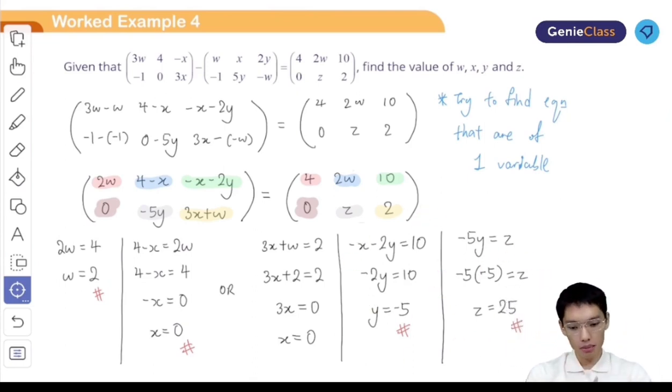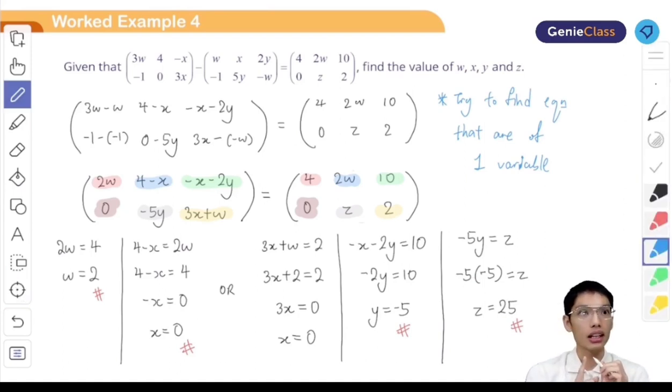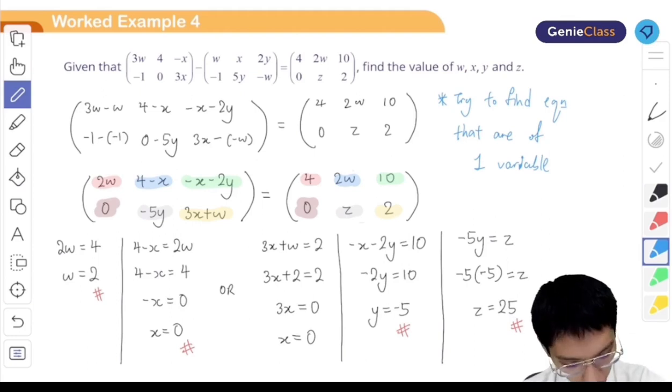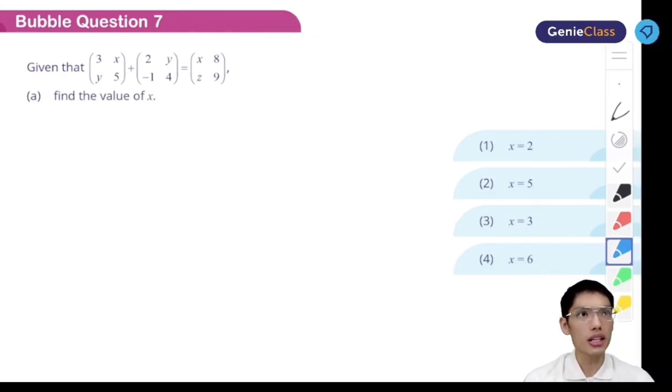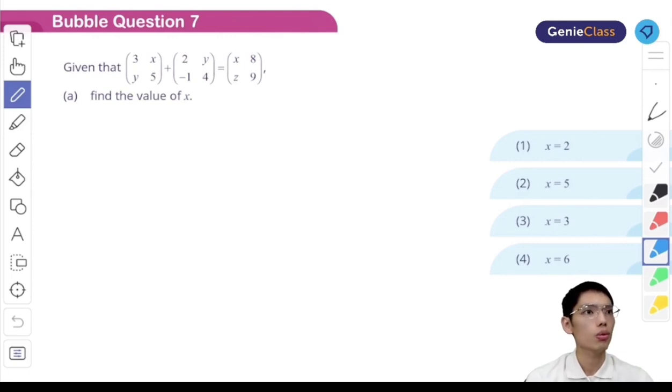All right, I hope I'm not blocking anything. And I hope you guys understand clearly based on this tedious work example here. Okay, because if you understand this, again, let's bring it up a notch. Bubble question number 7. How do I find the value of x given this? 1 minute, launching the bubble launcher in 3, 2, 1. Let's go.